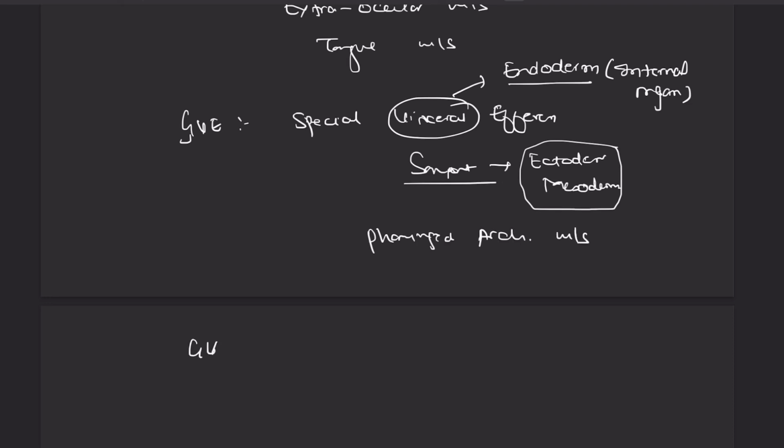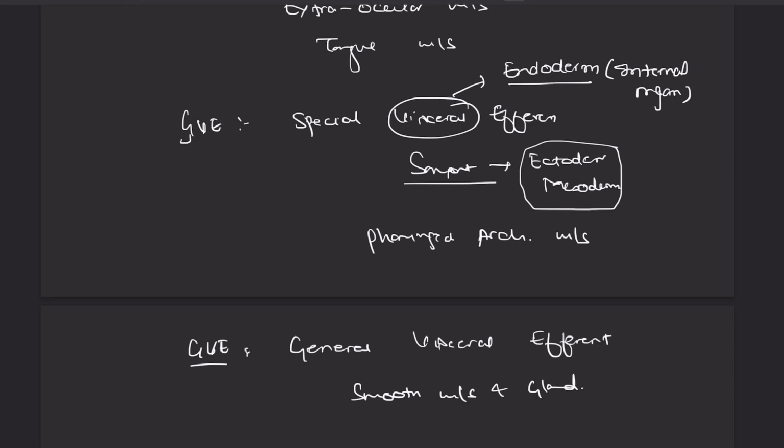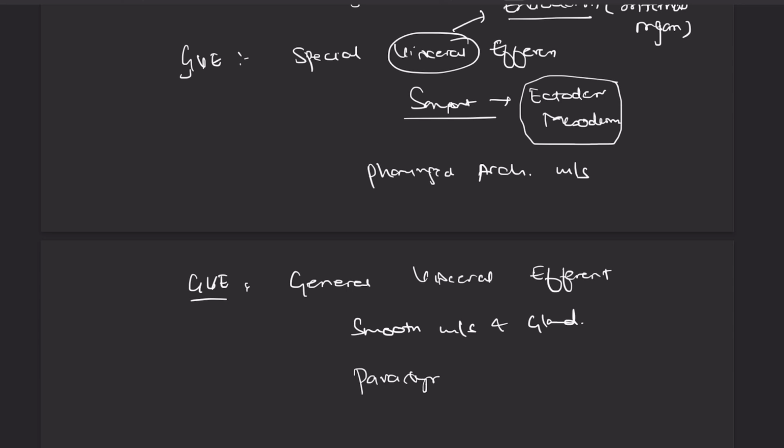Now coming to the GVE, the general visceral efferent. General visceral efferent fibers supply smooth muscles and glands. This column is the parasympathetic column.